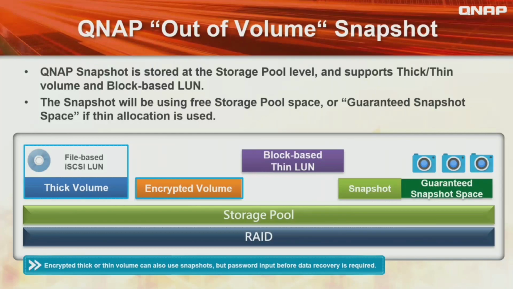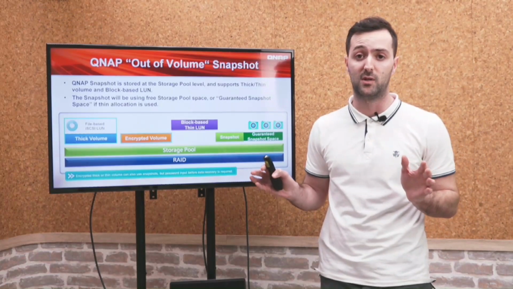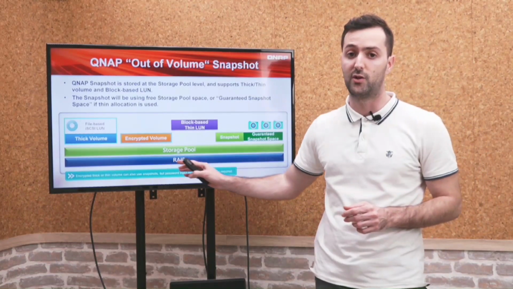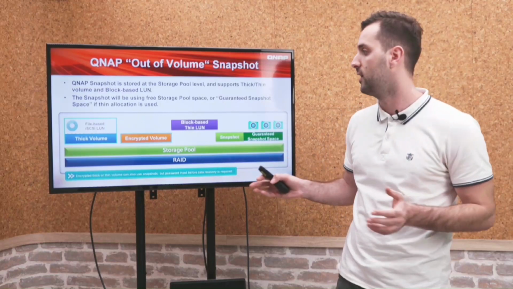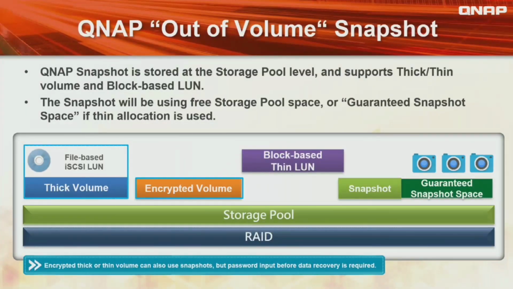To understand that, first we see the QNAP out of volume snapshot. What does that mean? That means that the snapshot actually uses a storage pool to store the data, and it supports thick volume, thin volume, and also block-based thin LUN. Also, when it's using the storage pool, if there is no pre-allocated space, but you're guaranteed a space, it will use a guaranteed snapshot space.